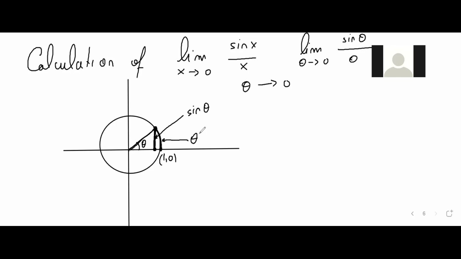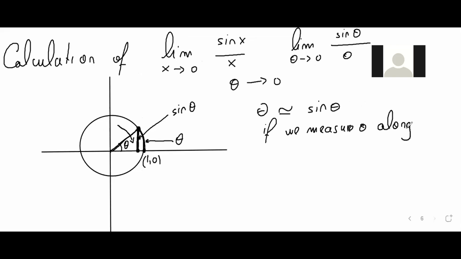Now when you take the quotient of these two, you can see that as this thing gets closer and closer to 0, the angle theta, the arc length and this segment are approximately equal. So theta is almost equal to sine theta if we measure theta along the circle. Along the circle, that means radians.